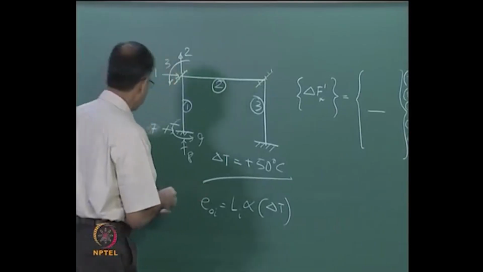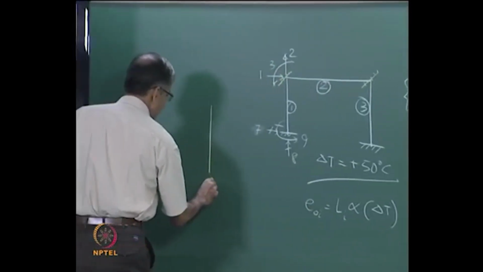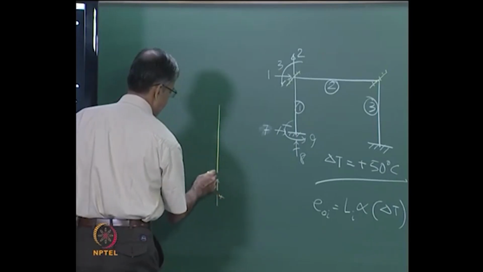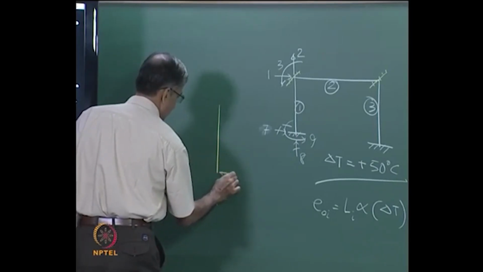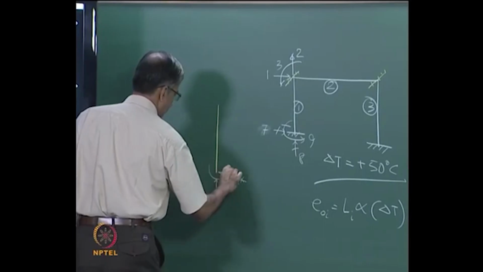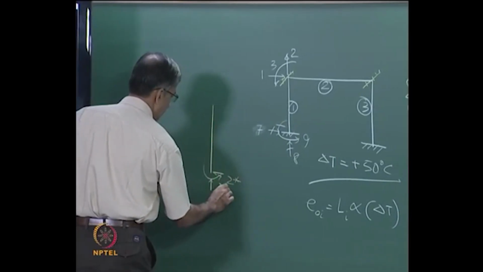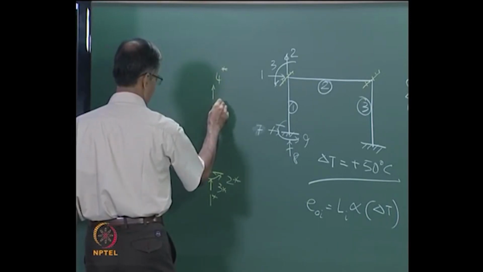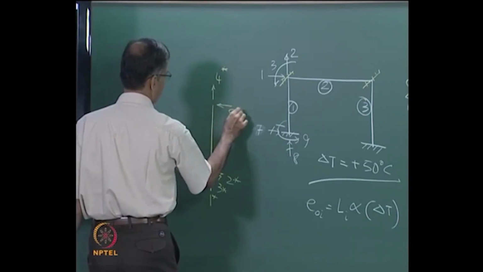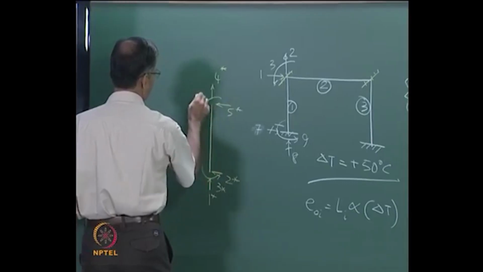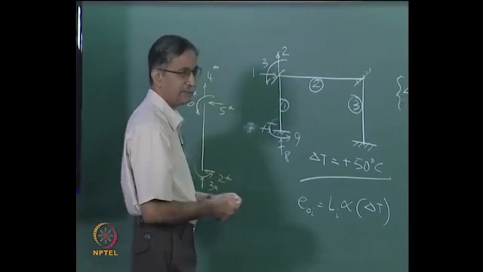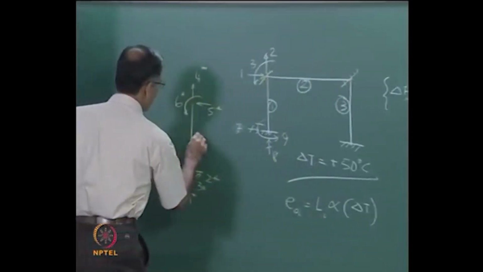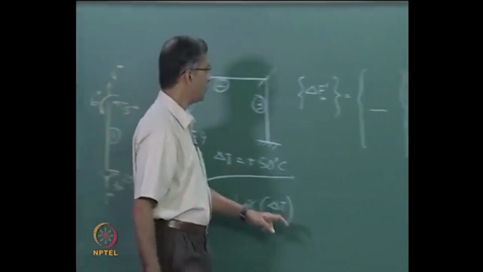So we are looking at an element like this, with this as 1 star, this as 2 star, this is 3 star, 4 star, 5 star, 6 star, right? And this is element 1.